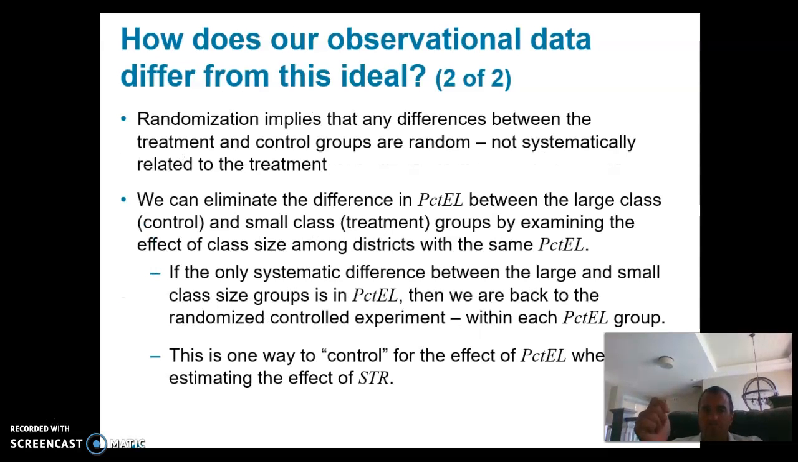Now, randomization implies that any differences between the treatment and control groups are random. They're not related to the treatment. We can eliminate the differences in the percent that are English learners between large and small classes if there are only systematic differences between the large and small class groups, and then we're back to a randomized controlled experiment. Is there a way to control for the effect of the percent that are English learners in measuring the evaluation of test scores?